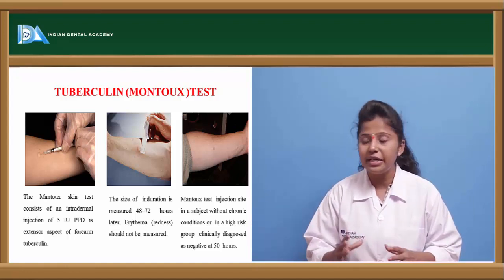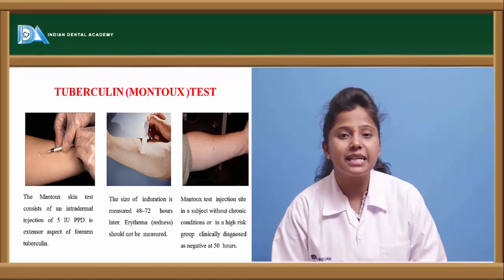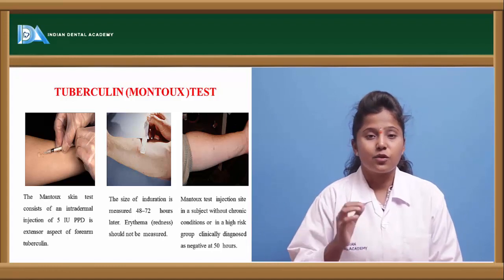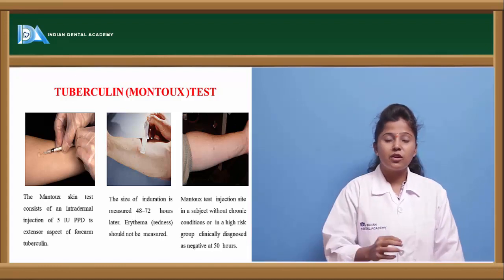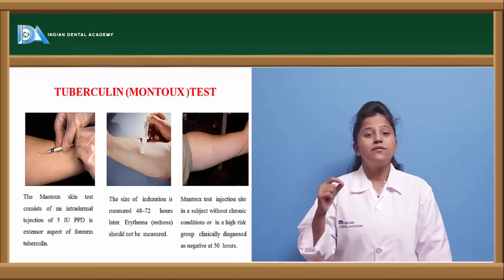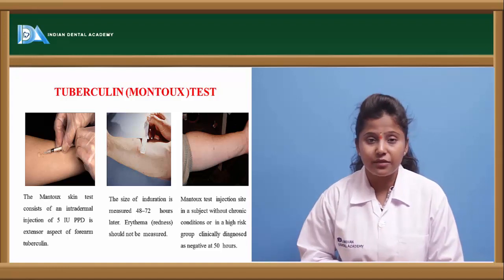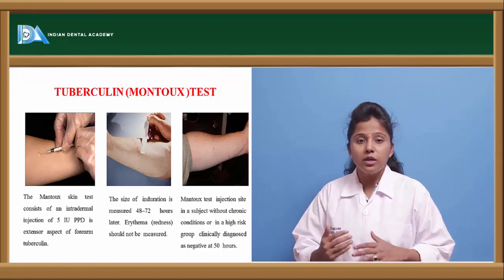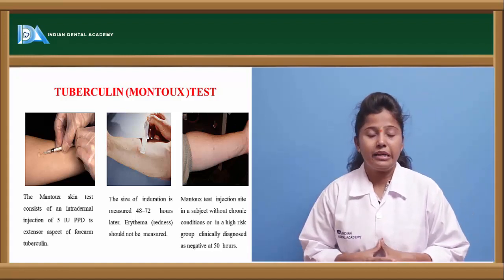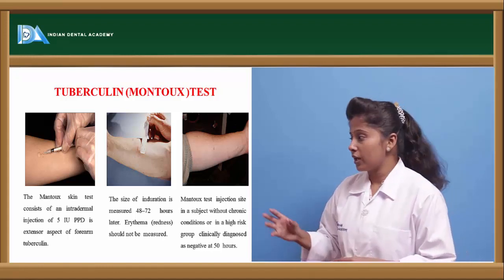After 48 to 72 hours, we can observe redness in the area where the injection is given. Initially the person is given tuberculin, and after 48 to 72 hours we can see some sort of reaction at the place where the injection is given. This is because the tuberculin injected into the person shows some sort of reaction against the bacteria. From this rash we can confirm whether the person is suffering with tuberculosis or not.